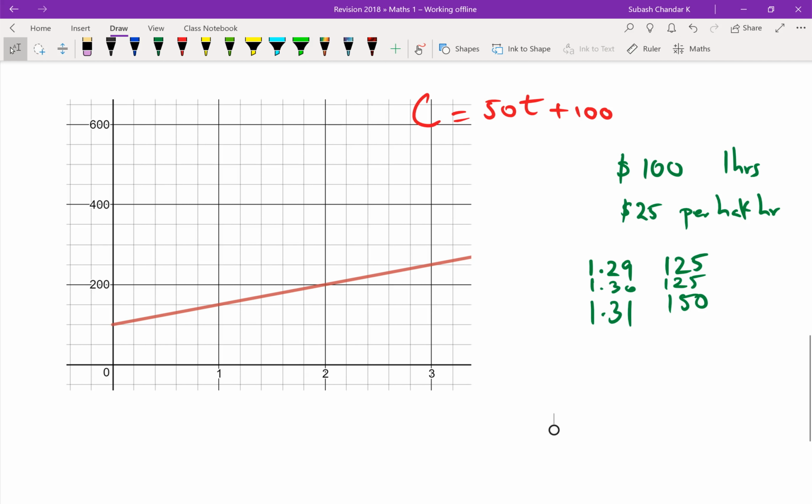So what we've got is $100 for the first hour, right? So that's going to be a flat line like this. Does that make sense? Because it doesn't matter if he works half an hour, 45 minutes, 1 hour, he's going to charge me $100. Now the second one, he's going to charge me $125.